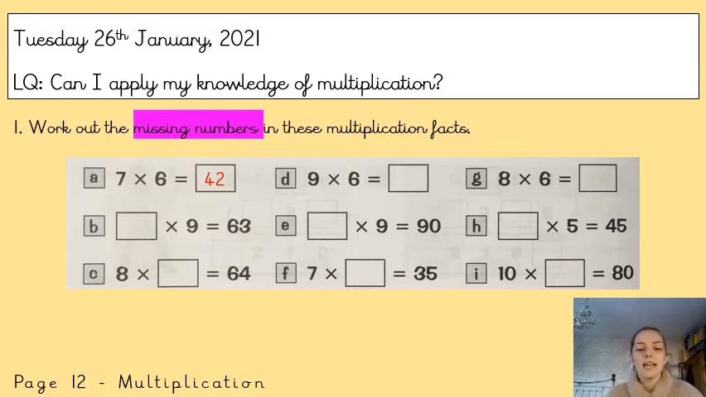Now with B, it's looking for one of the numbers that make up 63. So what do you times by 9 to get 63? You're going to pop it in there. Same for C. Okay, so 8 times something equals 64. Now, I've taught all of you a rhyme if you're in my maths class. So if you know that rhyme, then that question should be so easy for you to complete.